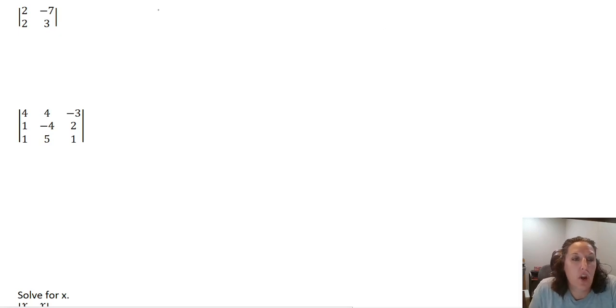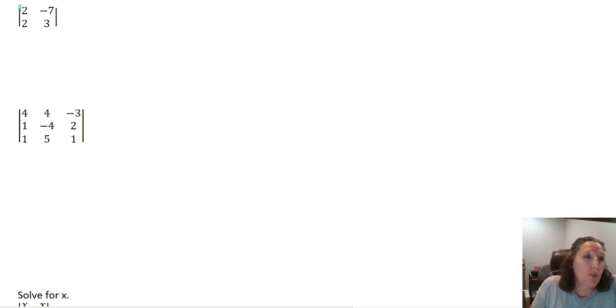Hello. In this video, we're going to look at determinants. In order to find a determinant, we are going to be looking at a matrix that is square, meaning it has the same number of rows as it does columns. We're going to first start out with a 2 by 2 matrix, 2 rows, 2 columns.